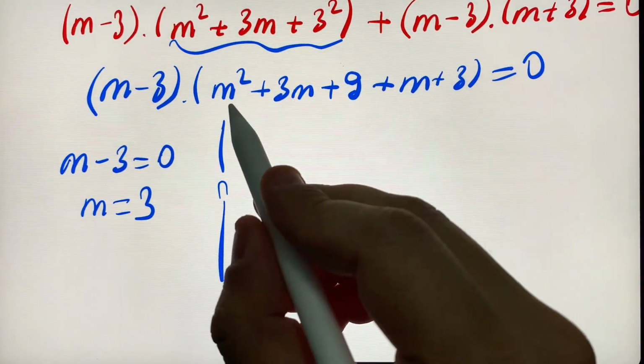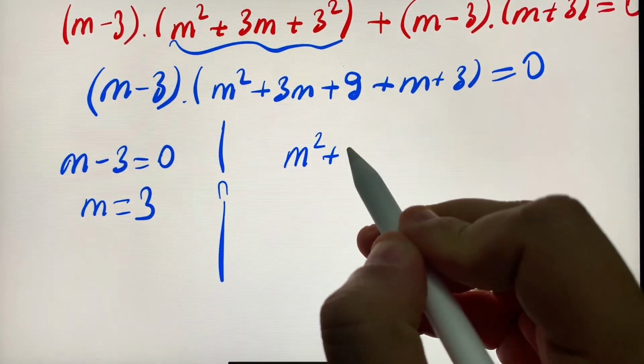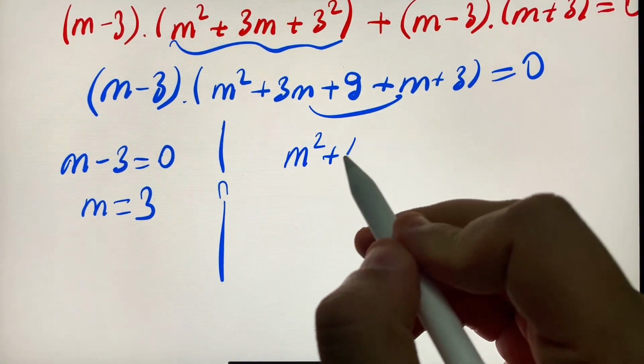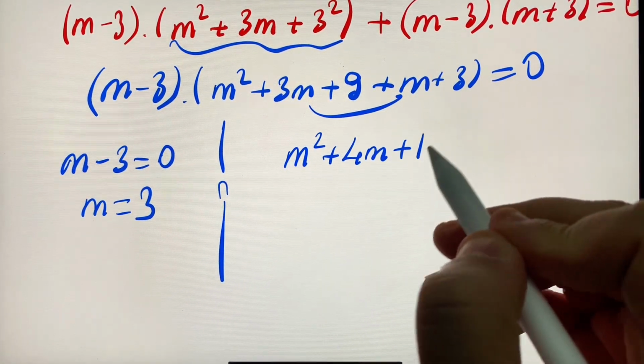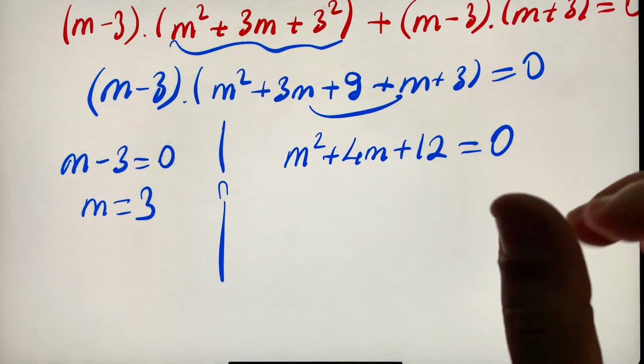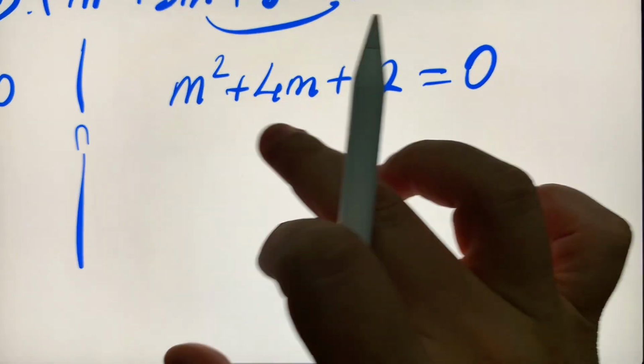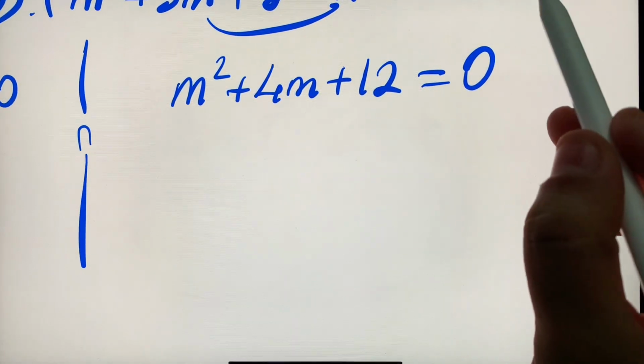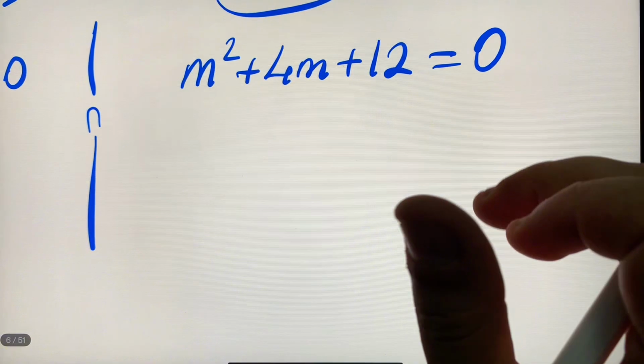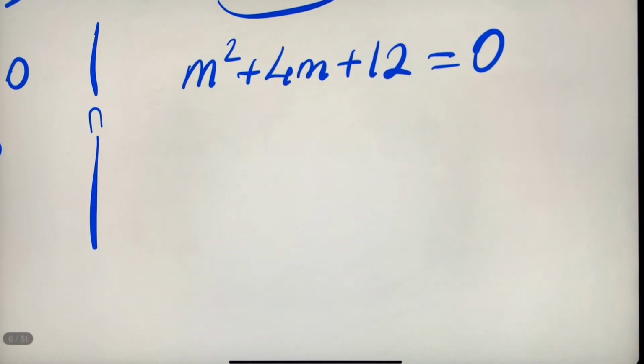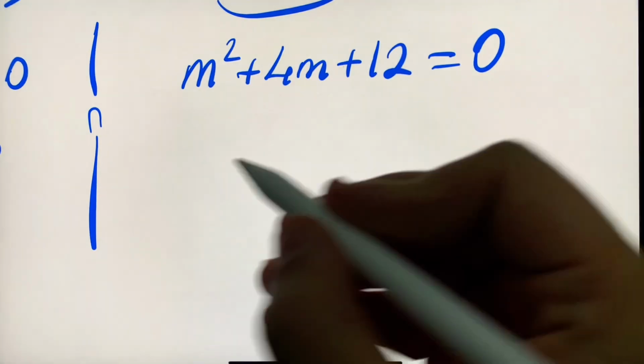I switch to the other one. If I edit this, m squared plus, when I collect these statements, m plus 12 is equal to 0. Now this is one equation from the second degree. What should we do with it? We need to find the roots. What do we have to do to find the roots? We have to go to delta, or the discriminant.